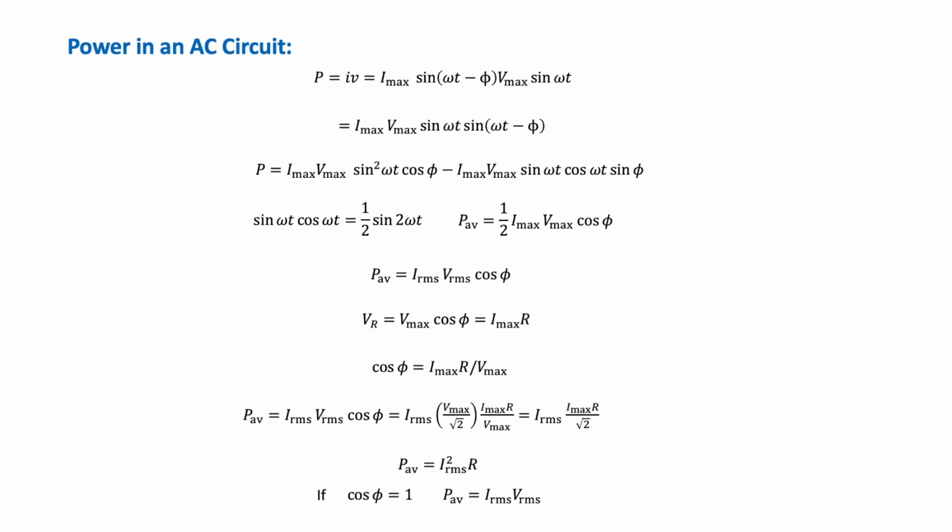And so no power is dissipated in an ideal inductor or capacitor. If the circuit contains only a resistor, then phi is equal to 0 and cosine phi is equal to 1, and P average is equal to I RMS V RMS.